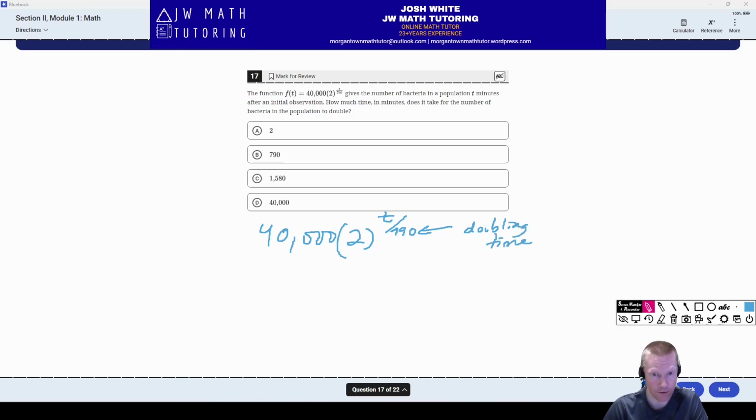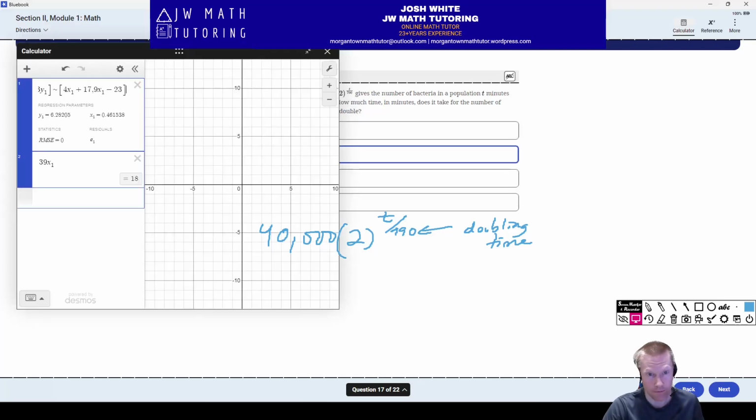And of course, for doubling time, we need to have a 2 down here in the base. If you have a different number, then it's not going to be that exact number. It's going to be slightly different. But if you have a 2 as your base, this number is just going to be the doubling time. Okay? Now, to show the reason why, I'm just going to go to the calculator. So the answer is going to be B.